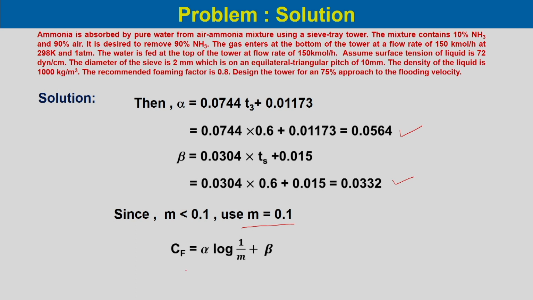So, Cf would be equal to alpha log 1 by m plus beta. Beta and alpha we have calculated, m we can use 0.1. So, Cf we can calculate is about 0.0896.